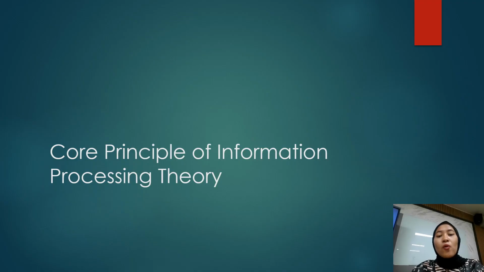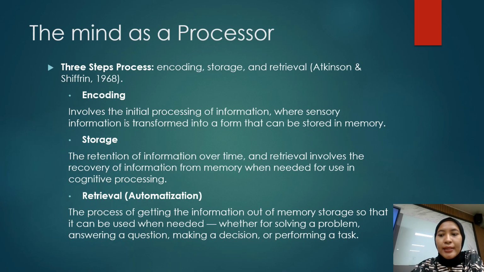Next is about the core principle of information processing theory. Okay, now let's discuss the three-step process in information processing theory. So the first step is encoding. What is it? Encoding involves the initial processing of information where sensory information is transformed into a form that can be stored in memory. And then after that, if the information is important, it will be retained.